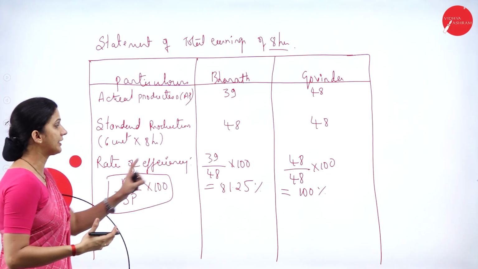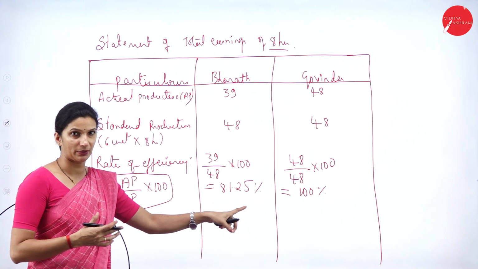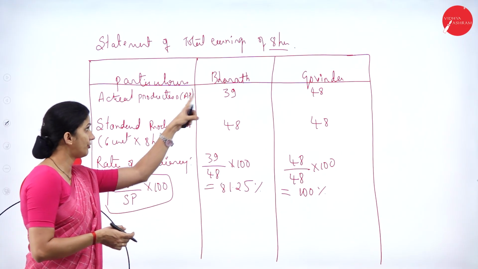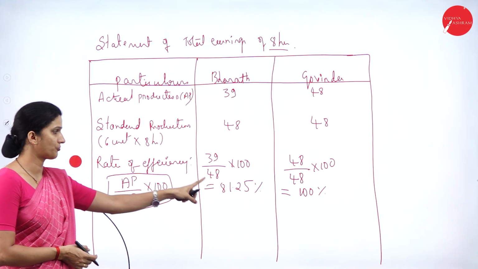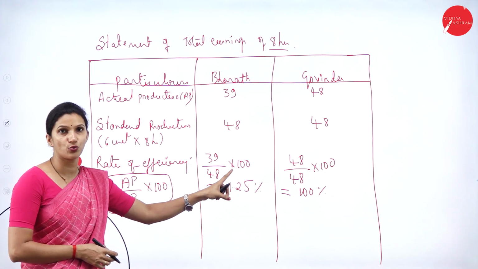Now we need to apply which rate is applicable here. For worker Bharat, his rate of efficiency is 81.25.